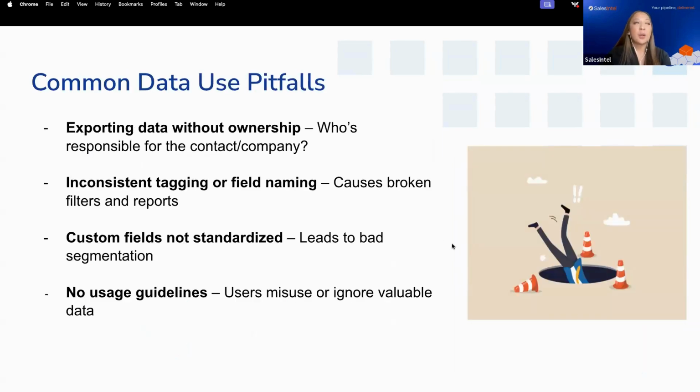So I just want to talk about some common data use pitfalls. Some things that we've seen is exporting data without ownership. Once it's in your CRM, who's going to be in charge of it? Who's going to start taking those action items to make sure that that contact or company leads to a closed deal? We also see a pitfall in regards to inconsistent tagging or field naming. This can cause broken filters as well as reports that may not be as useful.